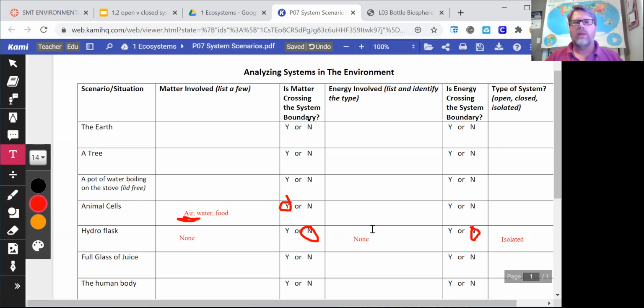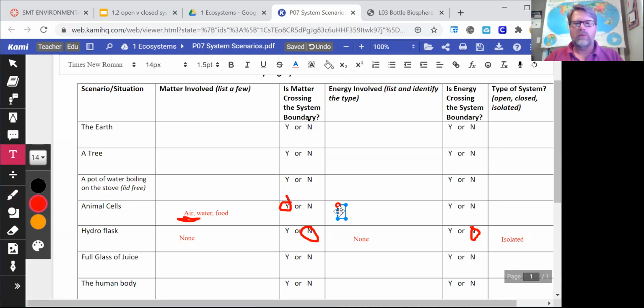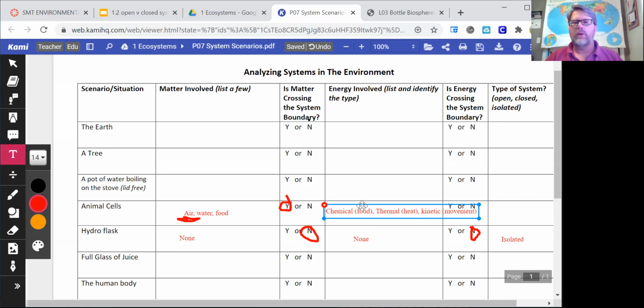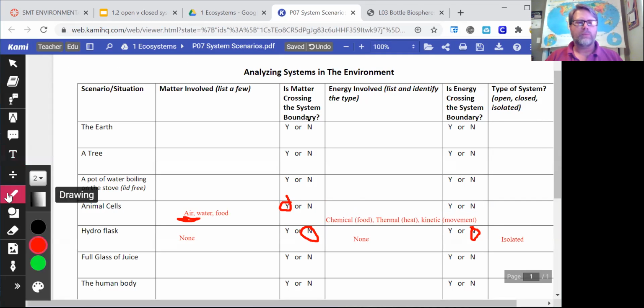And then what type of energy is involved? Well, we have chemical energy in the form of food. And we have thermal energy because you are giving off heat. And then we have kinetic because you can move. So those are some of our forms of energy here. So that means that this is a yes here too.